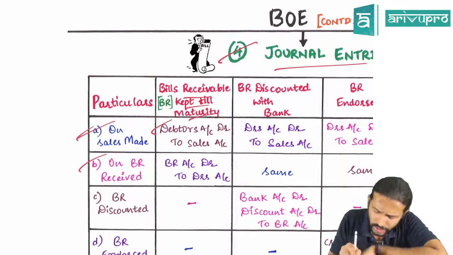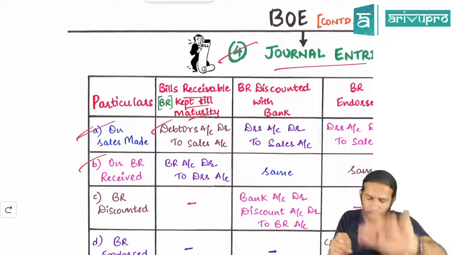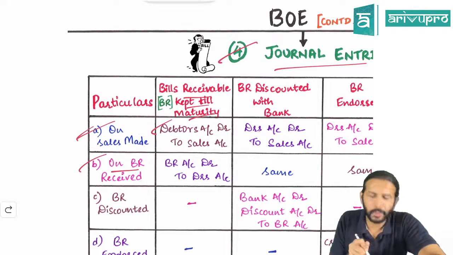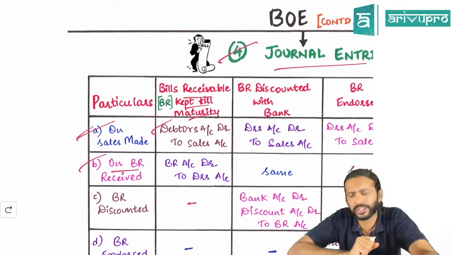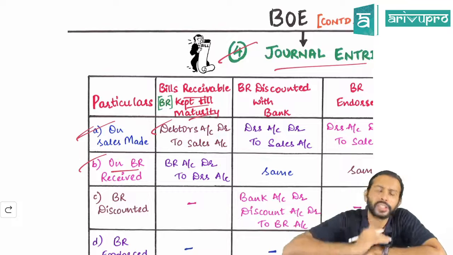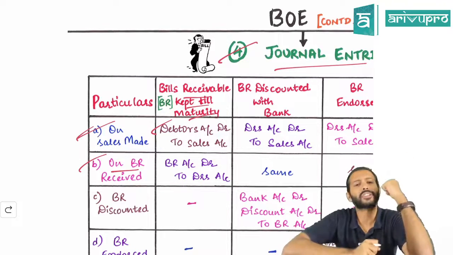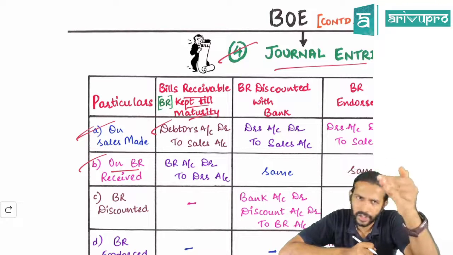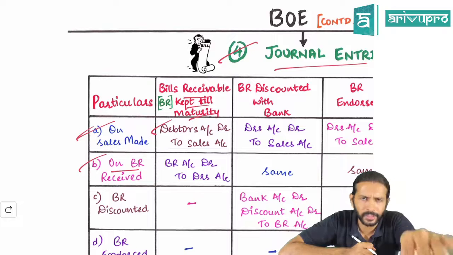Okay. Since I've just called out the seller's books, what journal entry have I just called out here? On bill receivable received. Sir, can you tell me what is the journal entry for cash received from your debtors? If you are receiving cash from your debtors, what is the journal entry you will pass? Respond to me here, all of you. What is the journal entry for cash received from debtors? Cash account debit to debtors account. Yes, cash account debit to debtors.